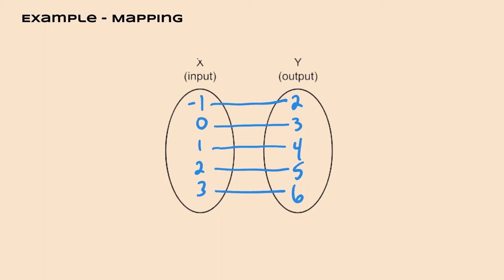Now you'll see an example that doesn't work in a minute, but basically you draw a line connecting the input to the output. And this is an example of a function because none of the inputs are connected to two different outputs.